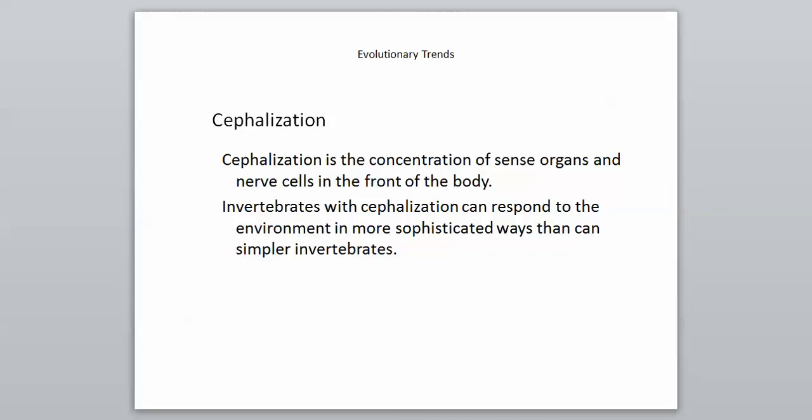And then remember, we've talked about all this before, but invertebrates with cephalization can respond to the environment in more sophisticated ways than our simpler invertebrates can. So remember, sponges can't really do much, except some of them could secrete a toxin, whereas our insects can actually run away or decide to fight depending on what the situation is, because they have more cephalization, they're more advanced and have better ways to respond to the environment.